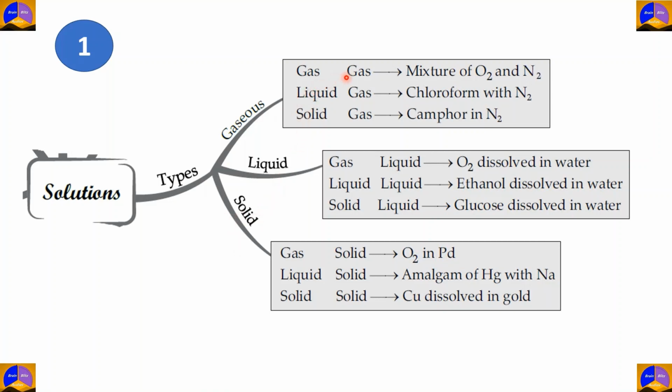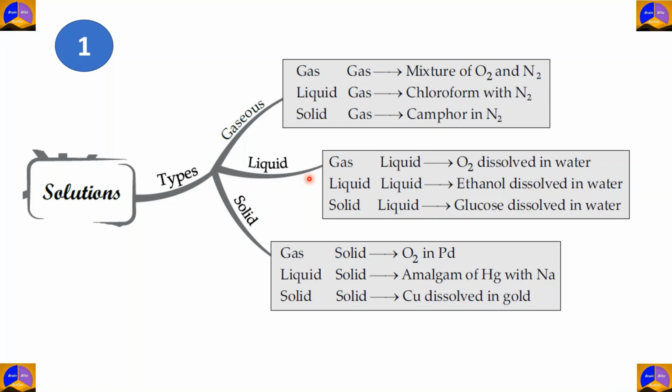Gaseous solutions are further divided into three based on the state of the solute. A gas dissolving in a gas solution has the example of mixture of oxygen and nitrogen. For a liquid mixed into a gas solution, the best example is chloroform with nitrogen. And the third type is solid mixed in gas solution, and the example here is camphor in nitrogen. Now, these are the subtypes of solutions found in gaseous solutions.